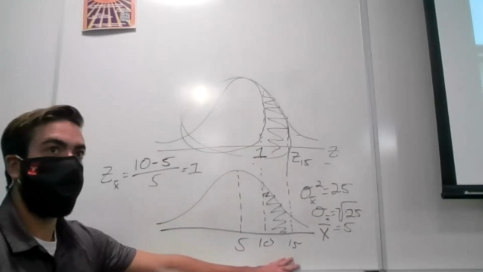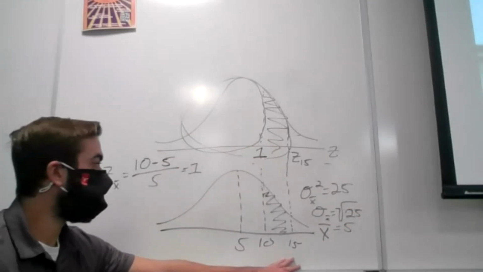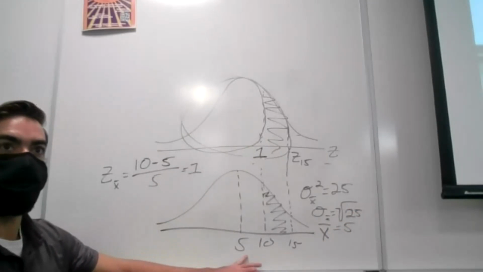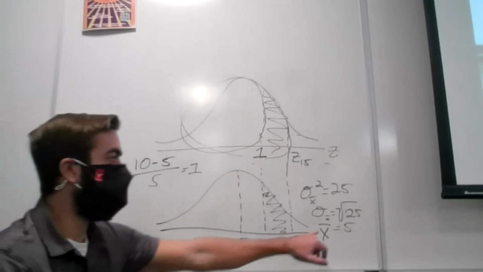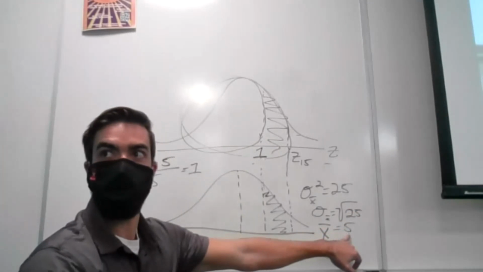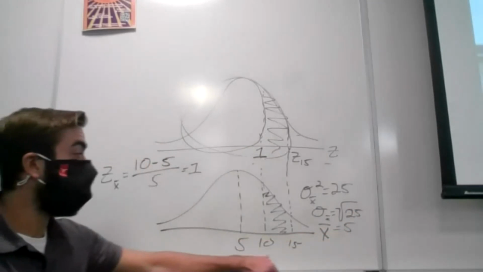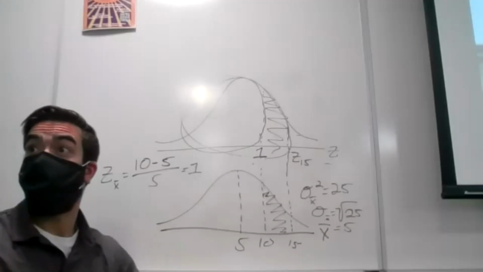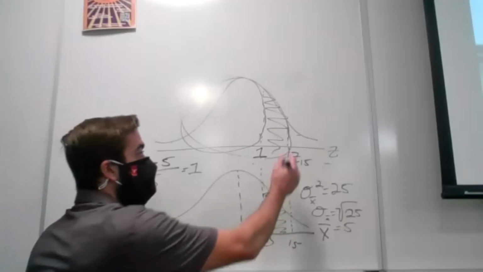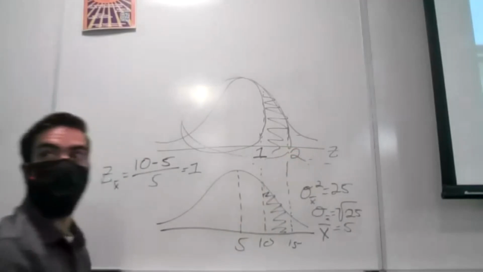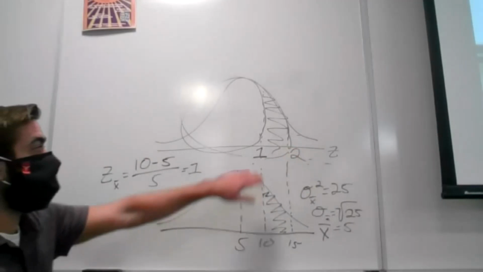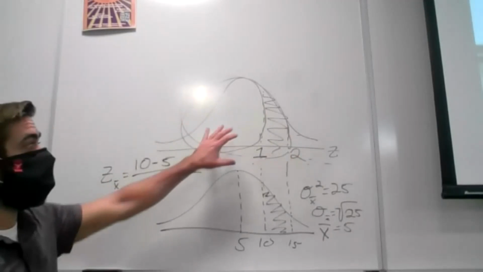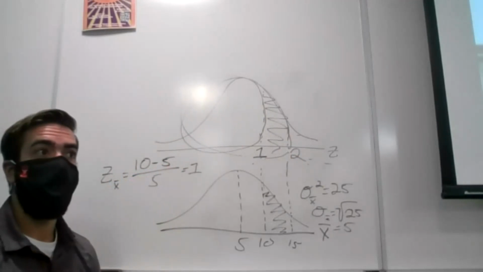Now, the second one. I gave you some easy numbers. How far away is 15 from the mean? 10 away. What's my standard deviation for these sample means? 5. So how many standard deviations away is that? 2, which is the definition of my z-score: the number of standard deviations away, so 2. So I'll look up that z-score of 1, find the area to the left, look up the z-score of 2, find the area to the left, subtract the smaller from the larger one, and I'm done.